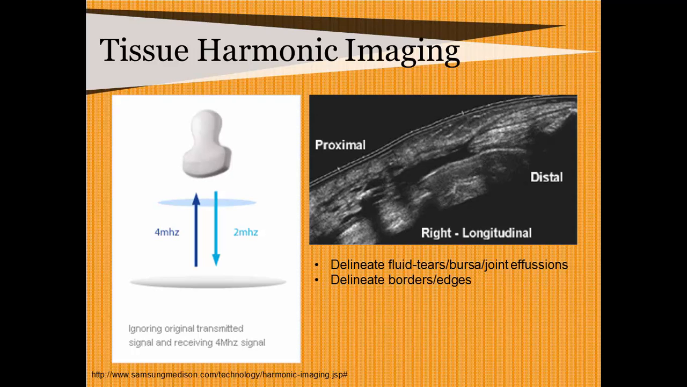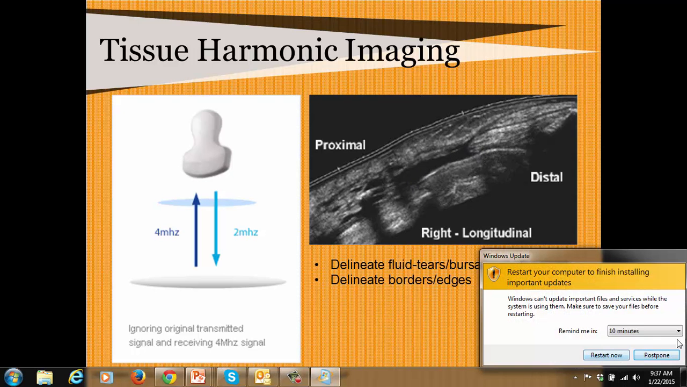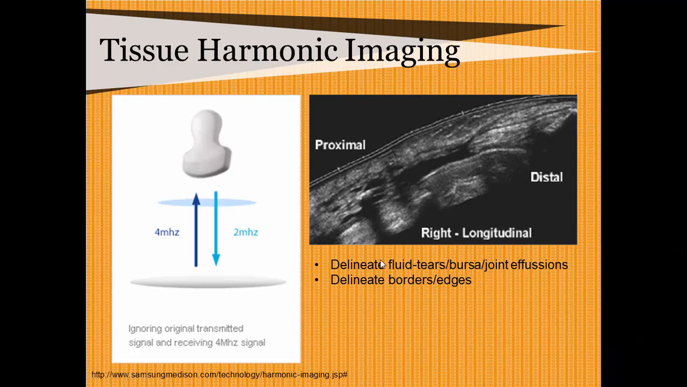You can see here it's being used to delineate. This is a stump, okay? This is an Achilles, it looks like. So this is a stump of the Achilles. It's torn and there's fluid in here. So it's delineating the margin of the tendon here. You can also delineate borders and edges with this.